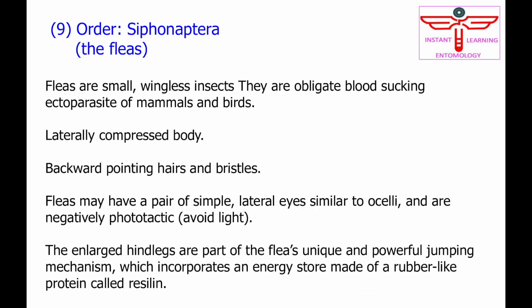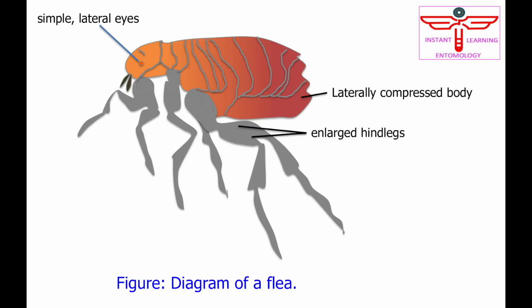Order, Siphonaptera, the fleas. Fleas are small, wingless insects. They are obligate blood-sucking ectoparasites of mammals and birds. Laterally compressed body. Backward-pointing hairs and bristles. Fleas may have a pair of simple, lateral eyes similar to ocelli, and are negatively phototactic, avoiding light. The enlarged hind legs are part of the flea's unique and powerful jumping mechanism, which incorporates an energy store made of a rubber-like protein called resilin.